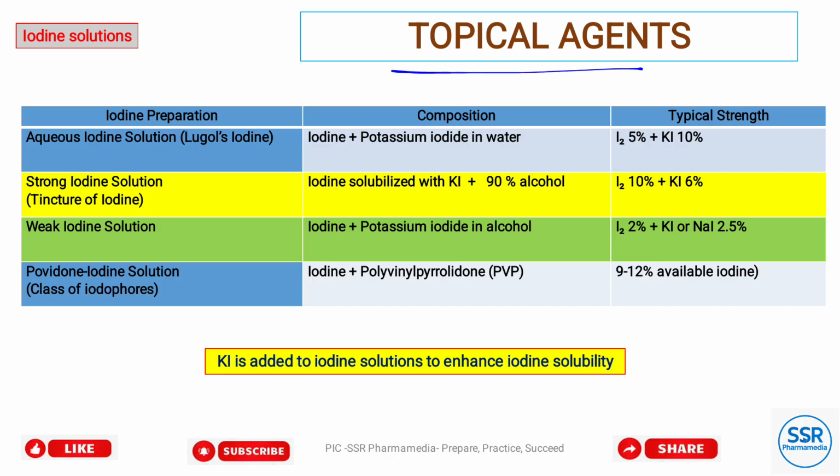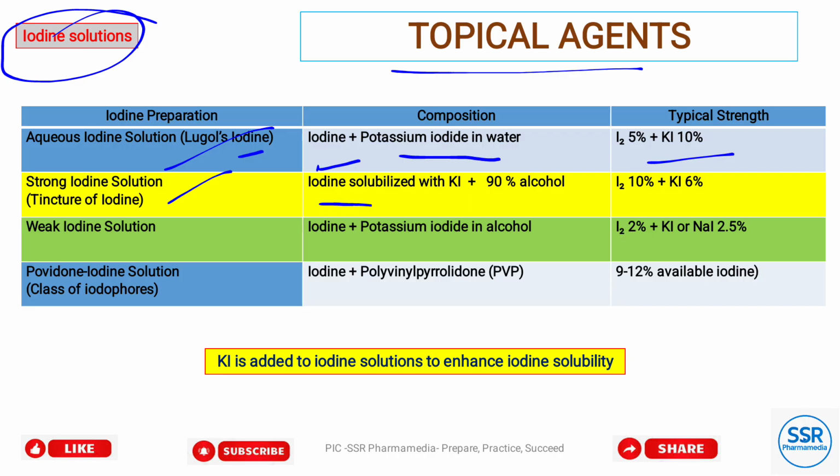So next is the topical agent, mainly iodine solution we'll discuss. These are all the types of iodine solutions, very important. Aqueous iodine solution, also called Lugol's iodine. It is the combination of iodine and potassium iodide in water. So this is the strength of the iodine and potassium iodide. Strong iodine solution, also called tincture of iodine.